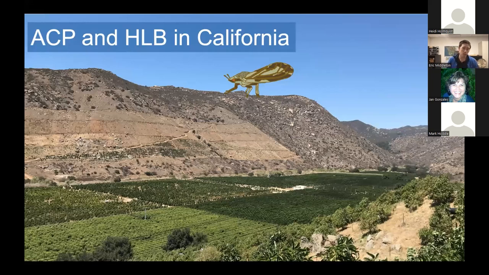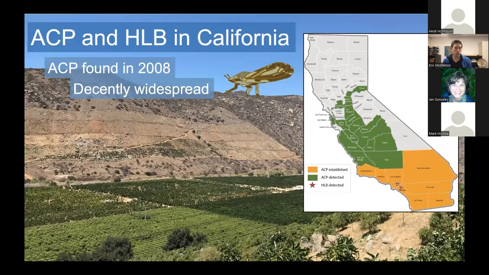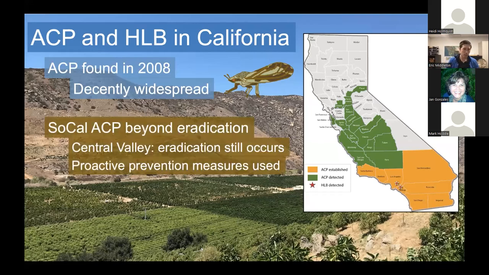So what's happening with Asian citrus psyllid and HLB in California? Well, ACP, the insect, was first found in 2008 and has since become decently widespread in different parts of the state. This is a map from 2019. The areas in kind of yellowish orange towards the bottom of the state are areas where Asian citrus psyllid is considered established. And then up in the green sections, a bit further north in the Central Valley where a lot of commercial citrus production is, that's where ACP has been detected, but isn't necessarily considered to be established in the area. So in Southern California, ACP is essentially beyond eradication without some very, very significant control efforts that would have to take place.